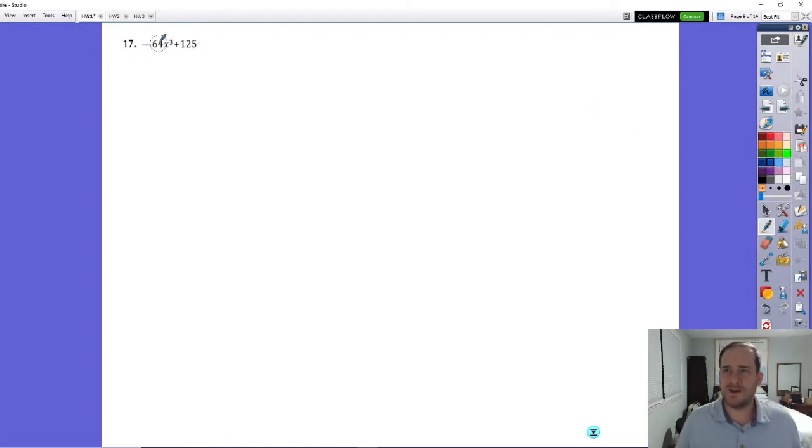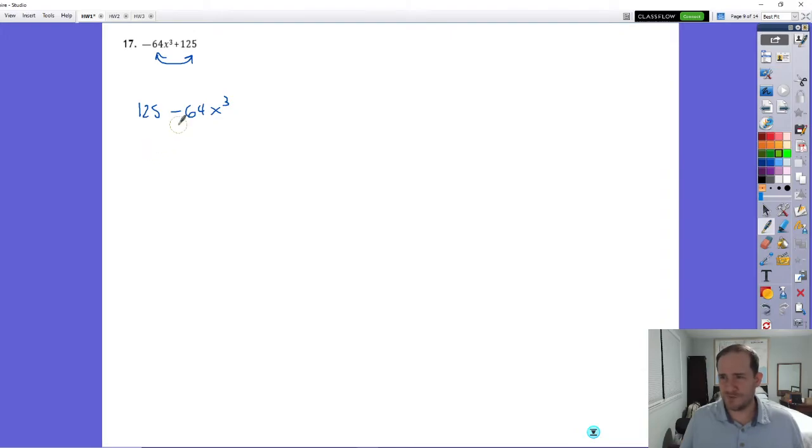Now, dealing with the leading negative, you've got two options. You could just change the order using the commutative property and go 125 minus 64x cubed and then factor from there. Or you could factor out the negative 1. My preference is to flip this rather than having a factor of negative 1 just chilling in the leading position all the way down. So that's what I'm going to do.